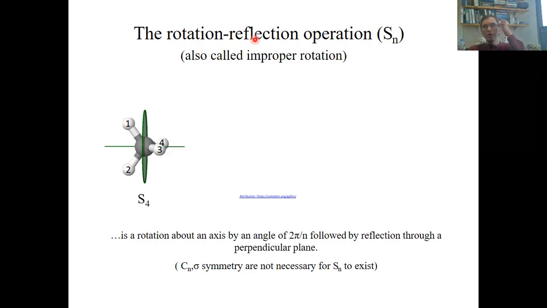Okay, so now let us do this by an example. For instance, the methane molecule, and you see here the hydrogen atoms labeled 1, 2, 3, 4, has an S4 improper rotational axis. And that means now that we have to rotate around 90 degrees first, and then we have to reflect at our mirror plane that stands perpendicular to the axis around which we have rotated.